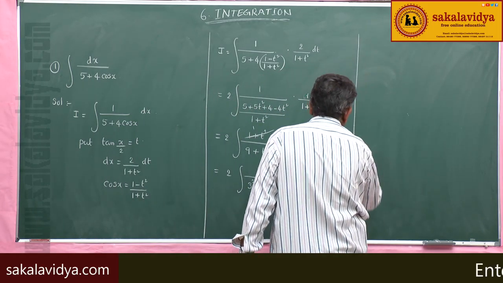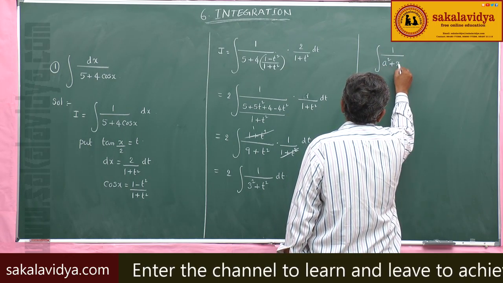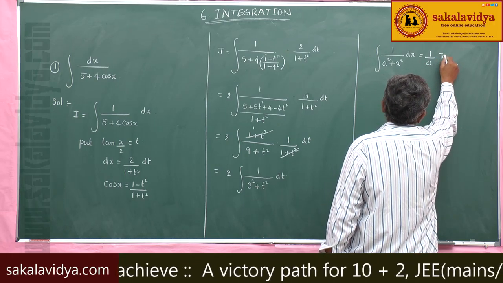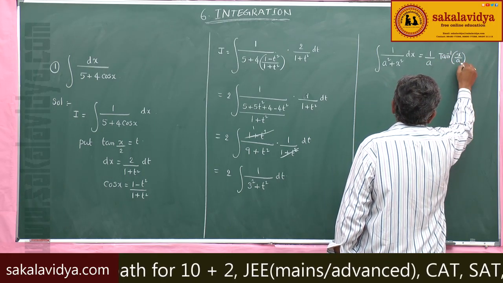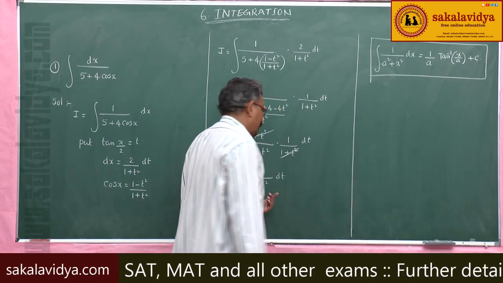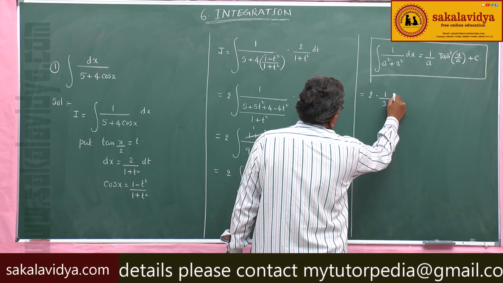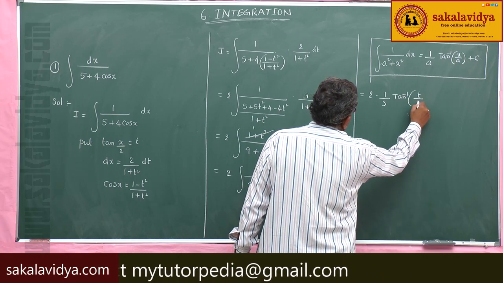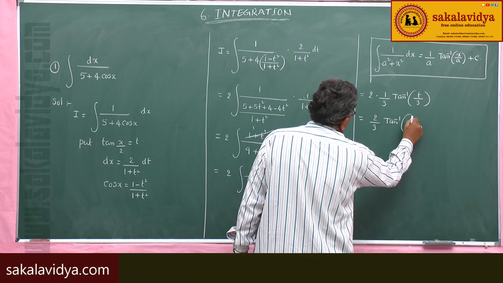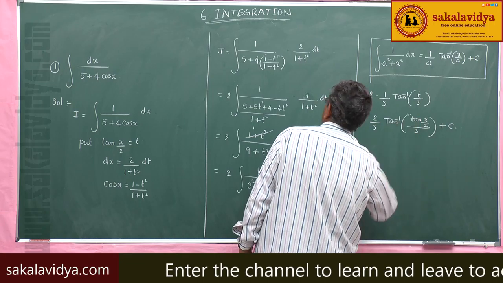So, we have a standard integral: integral 1 by a square plus x square dx is 1 by a tan inverse x by a plus constant of integration. Can we apply it here? Yes, why can't we apply it here? Now 2 times 1 by 3 tan inverse t by 3. This is 2 by 3 tan inverse of t by 3, where t stands for tan x by 2, plus constant of integration.